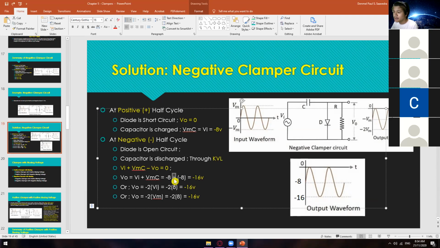So negative 8 plus negative 8 for our VMC. If you add those two, you'll get negative 16 volts. Or you can use the other two alternative equations, negative twice of the V sub I, and negative twice of the V sub I, which is also the same. So all of them are 16 volts, or negative 16 volts. All right, so that's it for the negative clamper circuit. Quite simple once you're able to understand the positive clamper step by step.